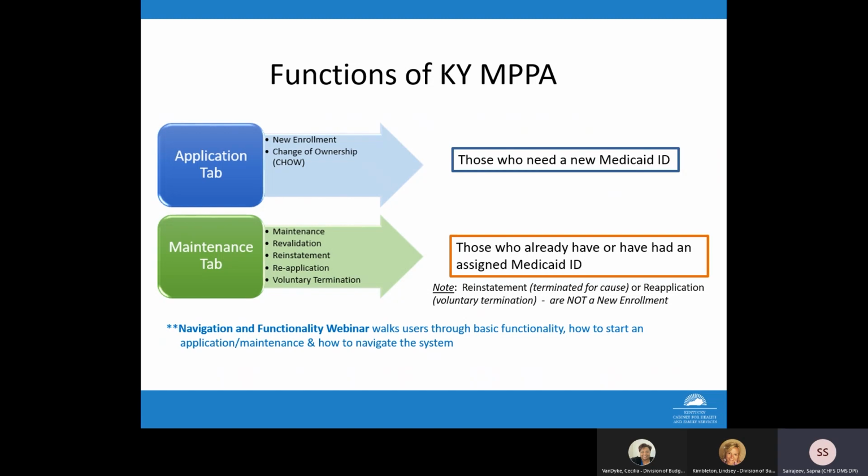And the last option here under the maintenance tab is the voluntary termination. Now that option is for providers who no longer wish to continue in the Kentucky Medicaid program and they would like to voluntarily terminate their Medicaid number.